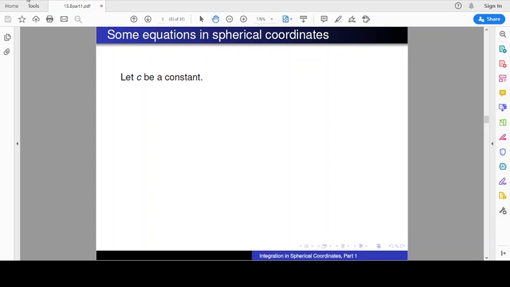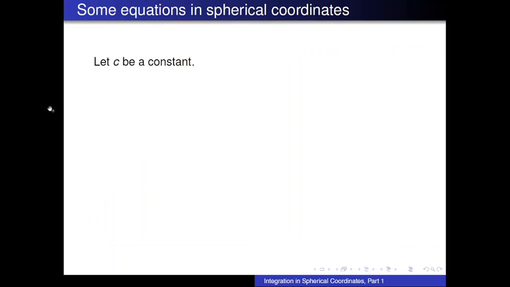All right, everybody. So welcome back. Now that we've met spherical coordinates, let's talk about some nice equations in spherical coordinates. So in particular, let's let c be a constant and see what happens when we hold some of the spherical coordinate variables fixed equal to a constant.